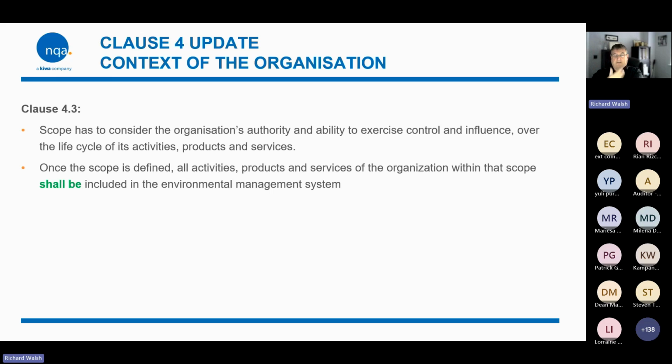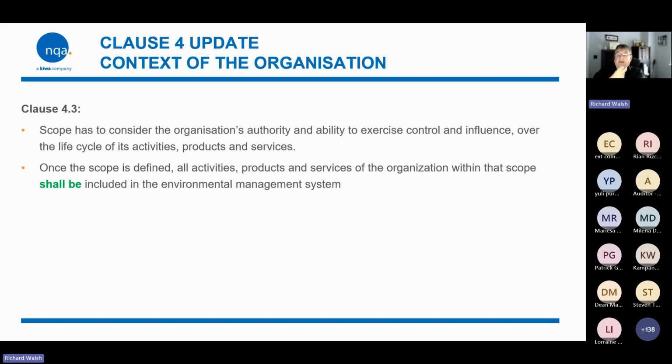It talks about the boundaries of the system in particular, and the scope has been tweaked to say that you have to consider your organisation's authority and ability to exercise control and influence over the life cycle of your activities, products and services. This crops up a number of times. It'll crop up again under operational control.